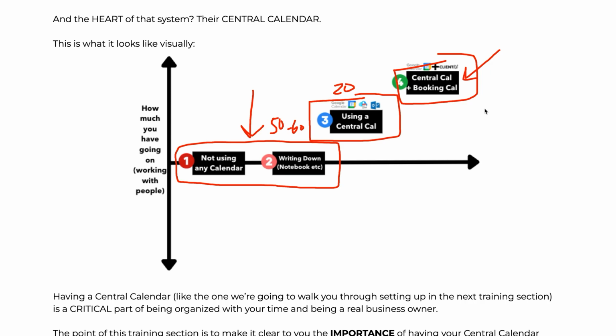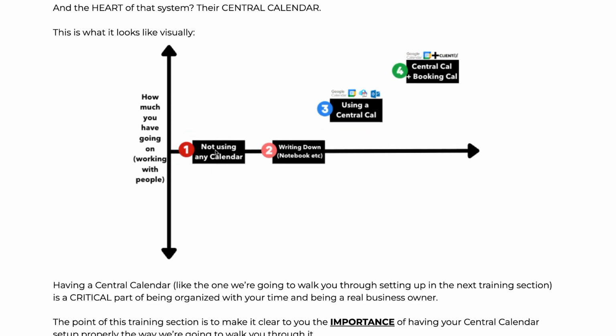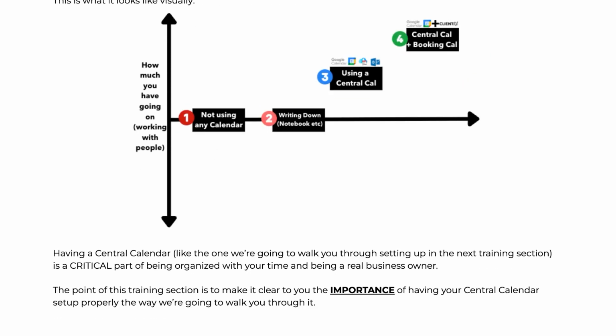And so having that central calendar, like the one we're about to walk you through in the next training section, is going to be critical for you to be organized with your time as a real business owner. So the point of this specific training section is to make sure that you understand the importance of a central calendar, so that you identify, hey, where am I on this spectrum?